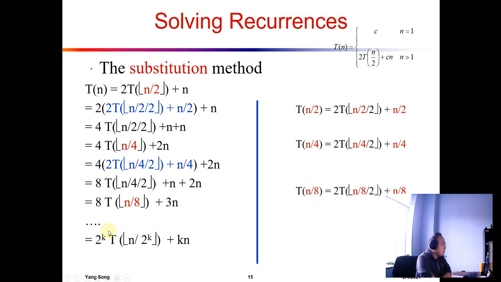And the pattern should be, on every level, we are doubling this number, 2, 4, 8. And we are also doubling this number, n divided by 2, n divided by 4, n divided by 8. And we are increasing this number by 1n, 2n, 3n, right? So you see the pattern? And after you see the pattern, you can come up with this. If we go down and down and down, k will be a larger number, but the pattern will be the same. The pattern will be 2^k T(n/2^k) plus kn. This is the pattern.